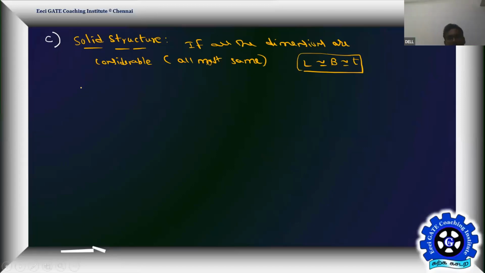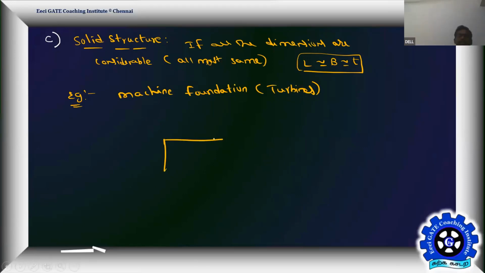Can you please name some solid structures? An example for solid structures? Can you please tell me? A big machine foundation. Machine foundations, especially turbines. If you look at huge turbines which are producing electricity, where do you place those turbines? In a huge kind of foundation, where all dimensions are almost comparable. Comparable means almost the same. We cannot ignore any one of them.